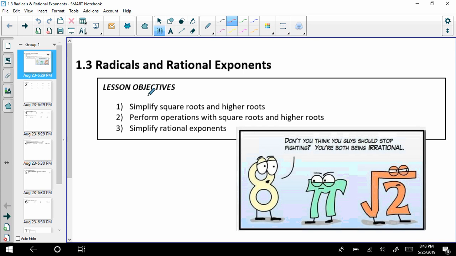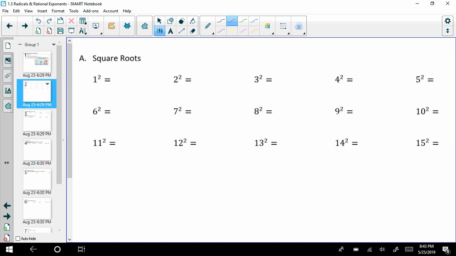So, 3 objectives. We want to simplify square roots, and we'll look at the connection they have with exponents. We want to perform operations with square roots and even higher roots, like cube roots and fourth roots. And then we want to simplify rational exponents. This business with rational exponents and square roots is going to be a big part of one of the units down the road, so we're going to get the basics down.